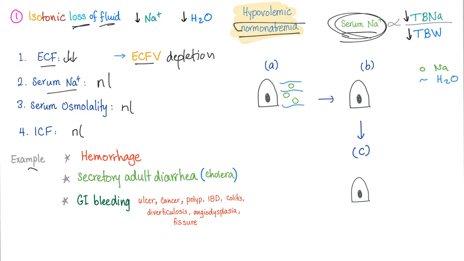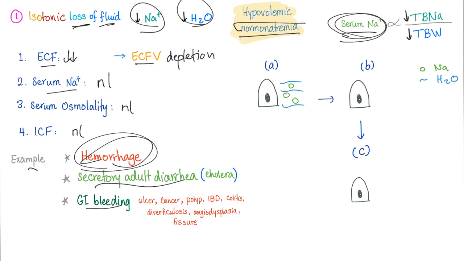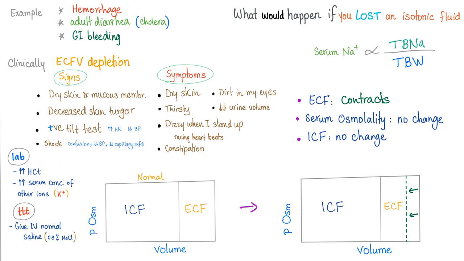Examples of cases when you lose an isotonic fluid. How about hemorrhage? If the plasma is the ultimate isotonic thing, if you lose blood in cases of hemorrhage, of course you're losing an isotonic fluid. How about secretory diarrhea in cases of cholera? You're losing an isotonic fluid, an equal amount of salt and water. How about GI bleed? So let's represent this on the graph. ECF contracts. Serum osmolality didn't change, so don't change the y-axis. ICF, no change. Boom. Clinically speaking, you have signs of extracellular fluid volume depletion.